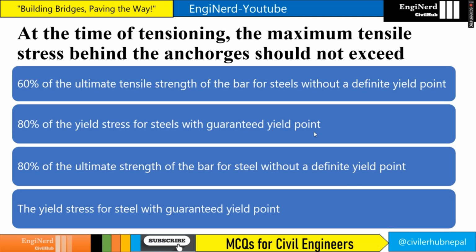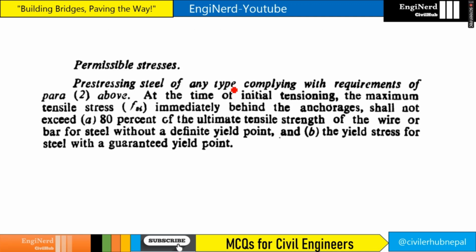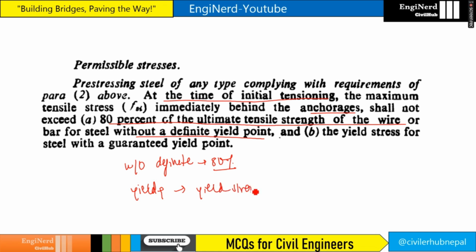Next is, at the time of tensioning, the maximum tensile stress behind the anchorage should not exceed. So let's see here. At the time of initial tensioning, the maximum tensile stress immediately behind the anchorage shall not exceed 80% of the ultimate tensile strength of the wire or bar for steel without definite yield point, and the yield stress for steel with a guaranteed yield point. If there is no definite yield point, then it's 80% of the ultimate strength, and if the yield point is definite, then it's equal to the yield stress, right?